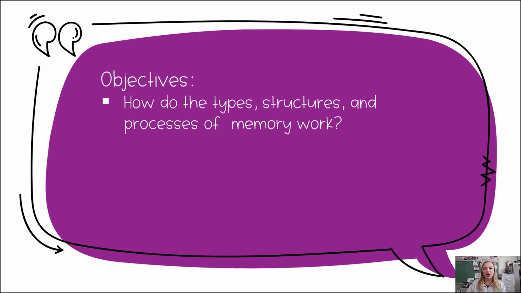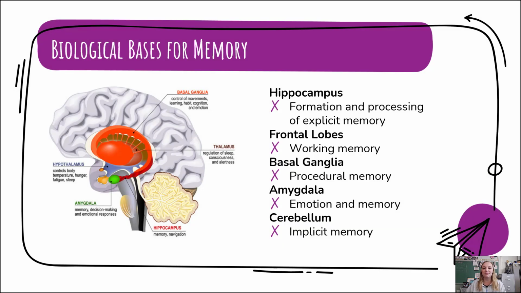So let's first start by talking about the biological basis for memory. This should be a review from last unit, but let's just go over it again. First of all, the hippocampus, this is the structure that allows us to move short-term memories into long-term memory. The next structure is the frontal lobes. This is where our working memory is going to be housed, and we'll talk about working memory in just a little bit.